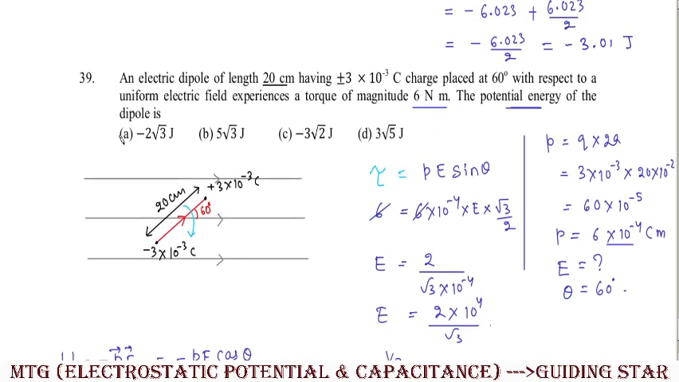Minus 2 root 3. So option A, we are getting minus 2 root 3. So that will be the correct one. Rest are wrong.